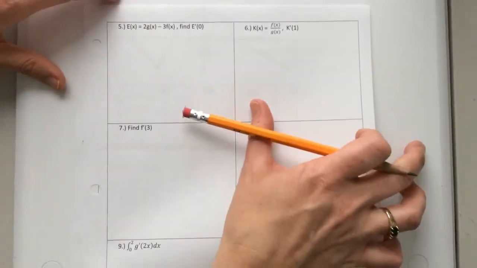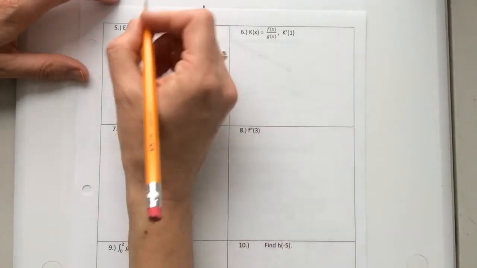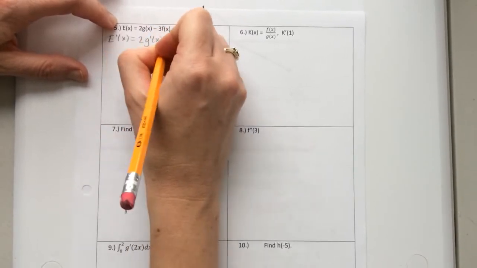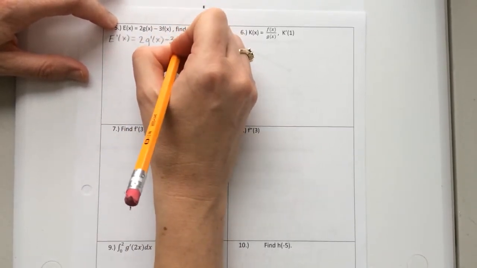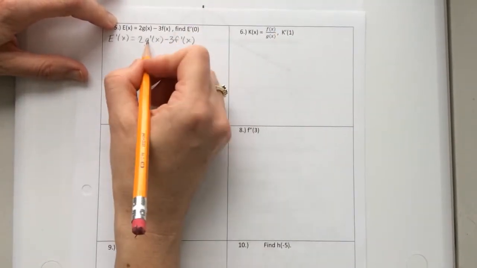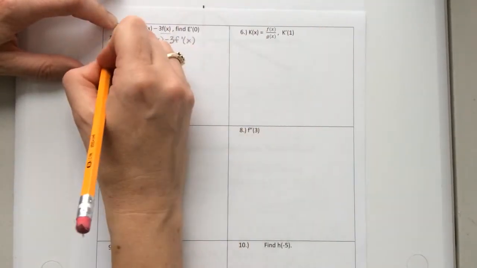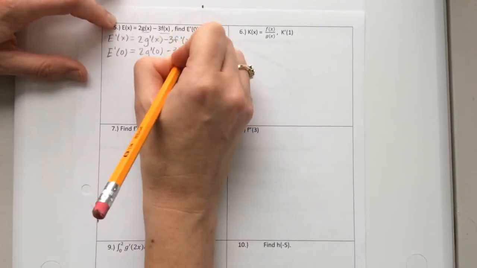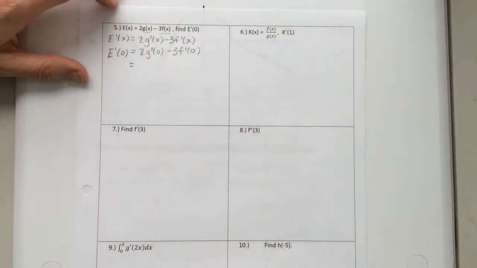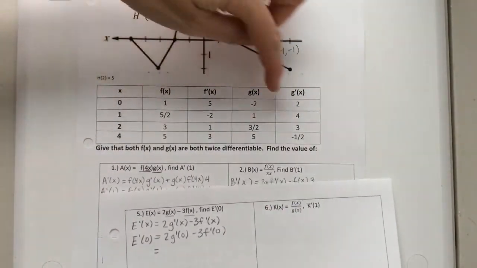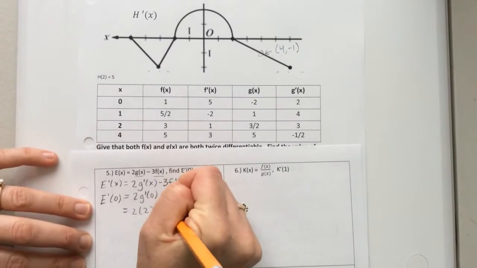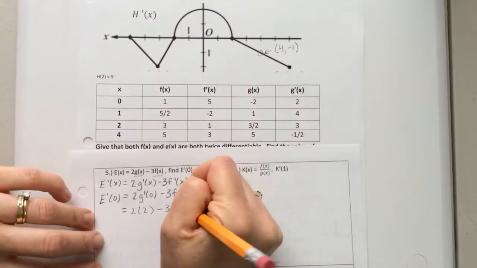Number 5, I'm going to keep this part handy because we're probably going to need it, but number 5 is e of x, and they want e prime of 0. Well, e prime of x is 2 times g prime of x minus 3 times f prime of x. The constants go right along. Derive the functions. So e prime of 0 is 2 times g prime of 0 minus 3 times f prime of 0. So g prime of 0 is 2, because g prime and 0 meet at the 2. F prime of 0 is 5.